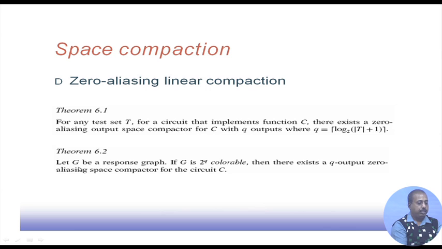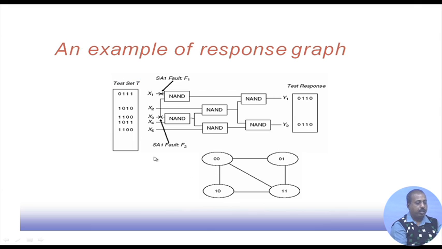Another result says that if G is a response graph, and what a response graph is we will see, and if G is 2 to the power Q colorable, then there exists a Q output zero aliasing space compactor for the circuit. So, what is a response graph, that we will see.